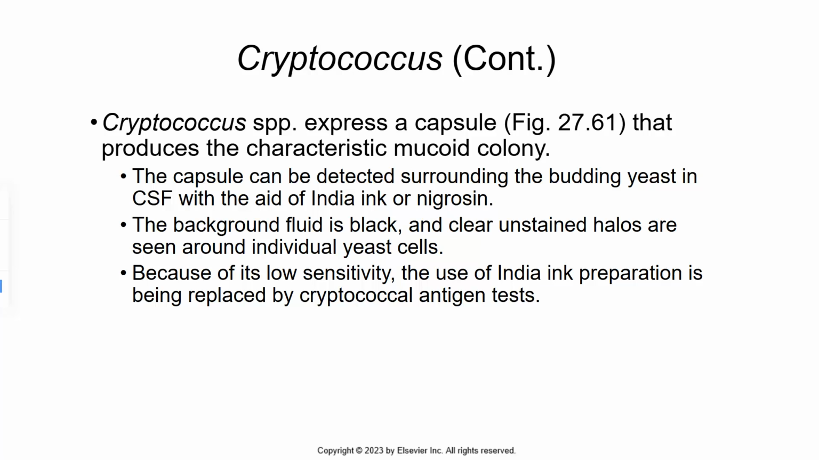Cryptococcus expresses a capsule that produces a characteristic mucoid colony. The capsule can be detected surrounding the budding yeast in CSF with the aid of India ink or nigrosin. The background would be black, and then a clear, unstained halo would be seen around individual yeast cells. Because of its low sensitivity, the use of India ink preparation is being replaced by cryptococcal antigen tests.